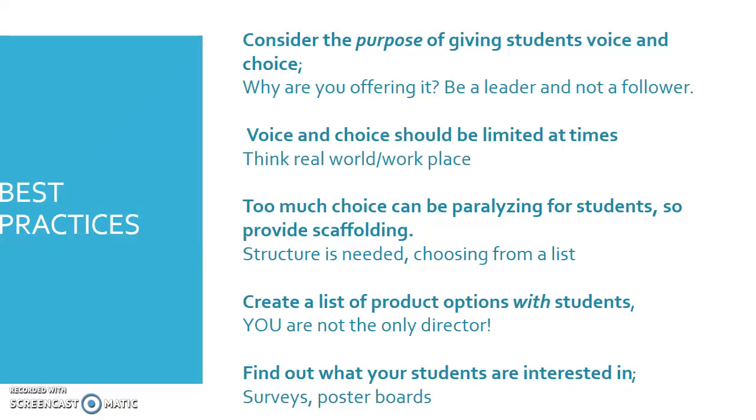So this is where I came up with the idea of really having structure for students. If you're new to this at first, you should create maybe a list of 5 to 10 different projects that students could do, or different ways, and they can pick from the list so they're still getting their student choice. Because remember, you are not the only director. You're creating these options with students. So you're brainstorming with students what they can be doing. And it's really important, again, that you find out what your students are interested in. At the beginning of the year, you could send home surveys, or have them create dream collages on poster boards to get to know each student individually.